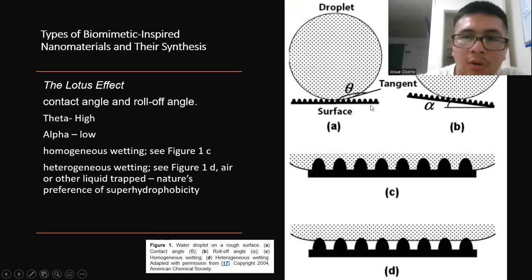If it's low, the lower it is, the more wet it gets.